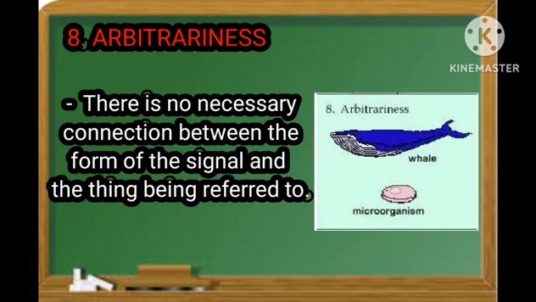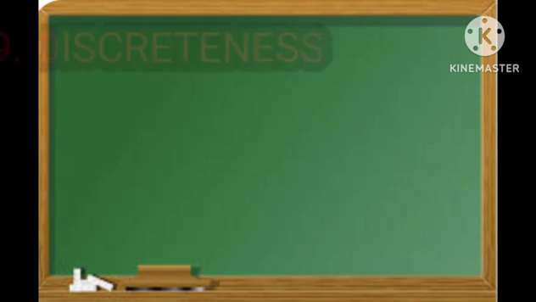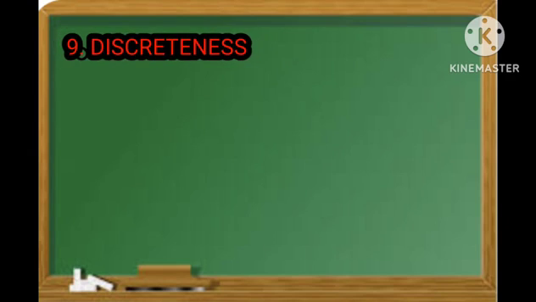So for example, something as large as a whale can be referred to by a very short word. And sometimes we ask why we assign bird to refer to small flying animals. It's because human language is arbitrary, meaning there is no necessary connection between the form and the things being referred to.